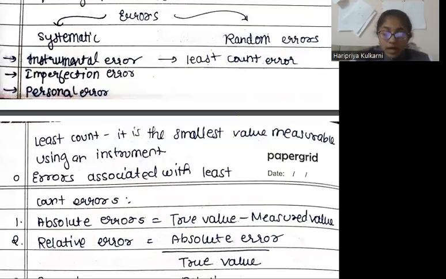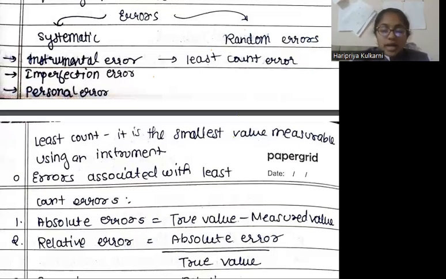Those errors can be that the markings on the scale have been missed out, or they have been erased because of the oldness of the scale. Many days have passed, so the markings on the scale have been erased. So this is instrumental error. Imperfection error is that you keep the scale slanting and you are measuring it. It's wrong, right? Personal error can be that you kept it slanting and you are seeing from a different angle, or you have kept it perfectly, but you are seeing from a wrong angle. So these are all the different types of systematic errors.